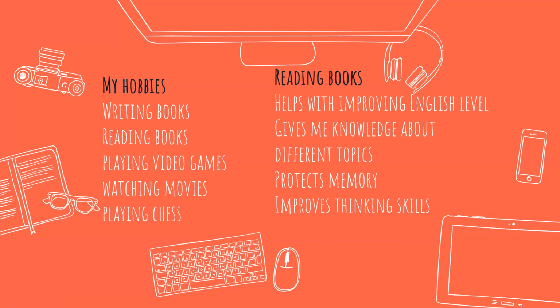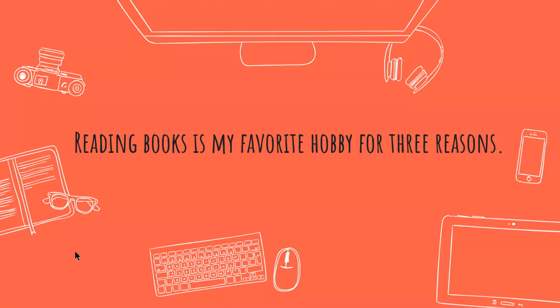Okay. Now I can write a good topic sentence about my paragraph. It may look something like this. Reading books is my favorite hobby for 3 reasons, maybe 4 reasons, whatever you like. Okay, so this is a very good topic sentence. It has the topic, reading books, and it has the controlling idea. It's my favorite hobby for 3 reasons. So for the rest of the paragraph, I will be talking about these 3 reasons.